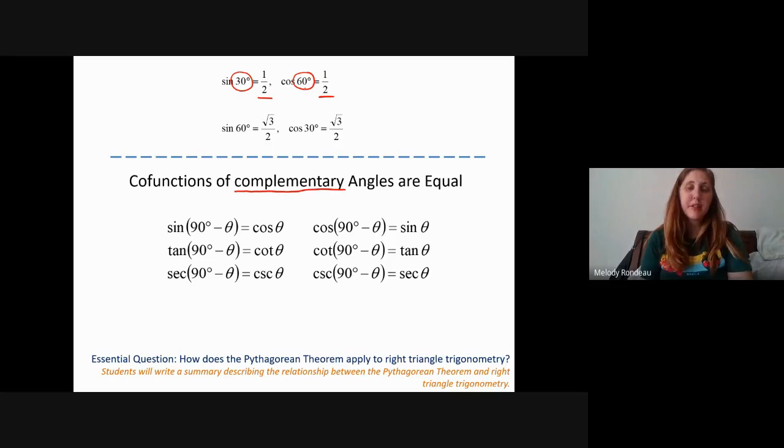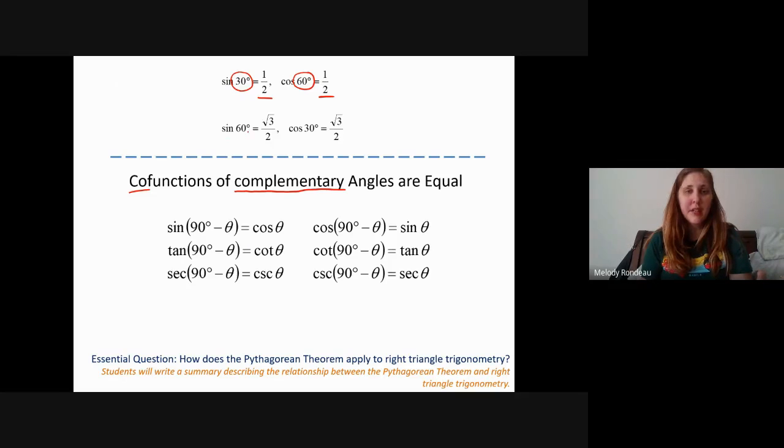So 30 and 60 add up to 90. When sine and cosine, notice the "co", they are cofunctions. There's the co in cofunctions. So sine and cosine, when their angles add up to 90, their answers are the same. I'm going to say that again. When the angles add up to 90, the answers are the same. And vice versa. When sine and cosine have the same answers, their angles add up to 90.